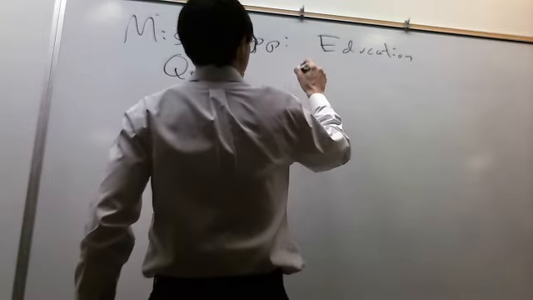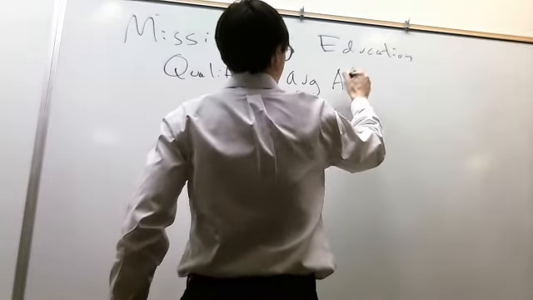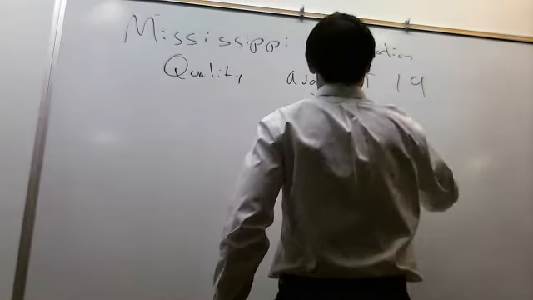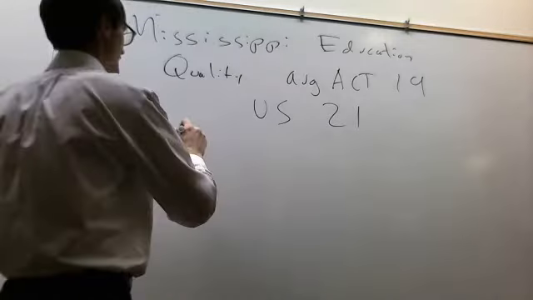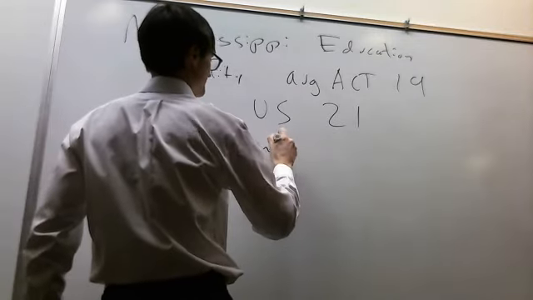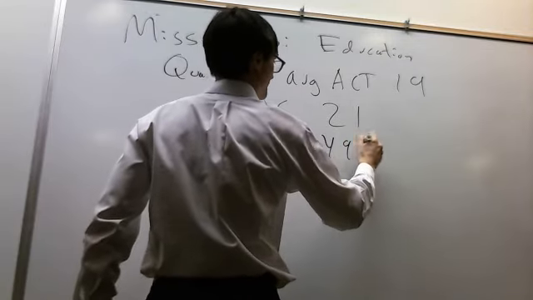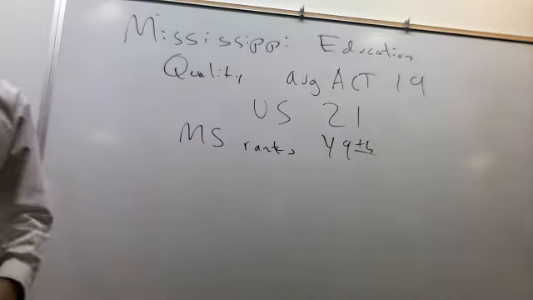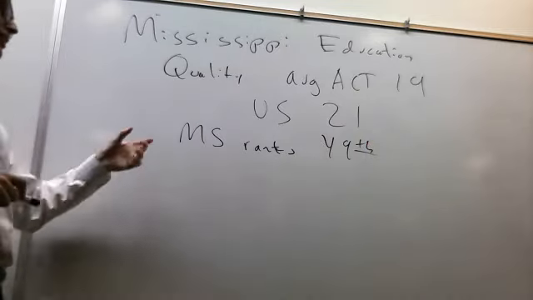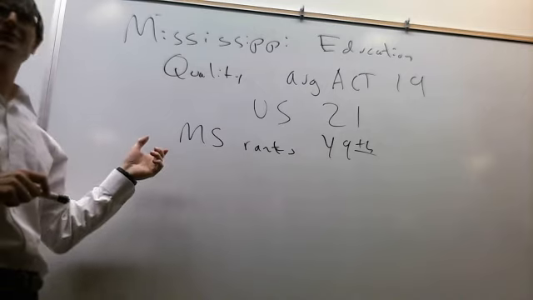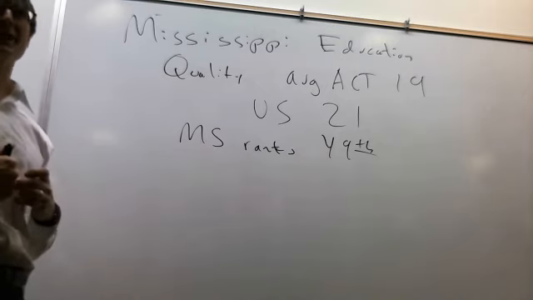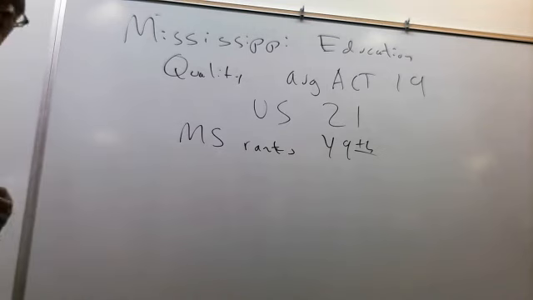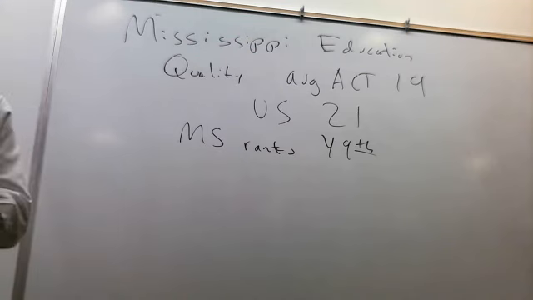All right. So let's take average ACT scores. In Mississippi, it's 19. In the U.S. overall, it's 21. And Mississippi ranks 49th. Take about any measure of educational outcomes, Mississippi's going to rank in the bottom 5. Now, why is that? Rural school districts. Rural, yeah.